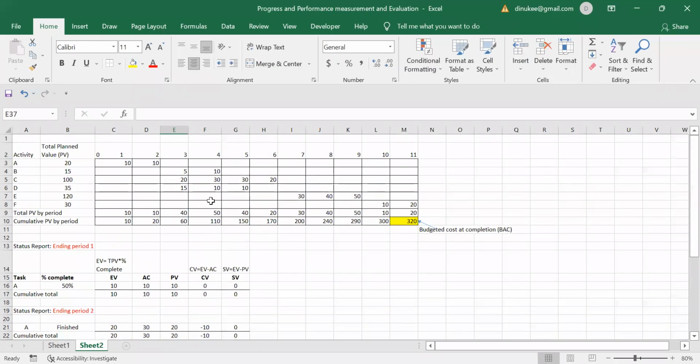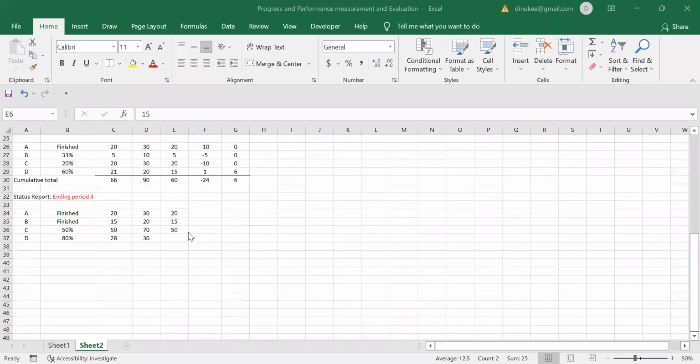For the activity D, at the ending period 4, you have to take the summation of these two. It is 25. Very good. It is 25.